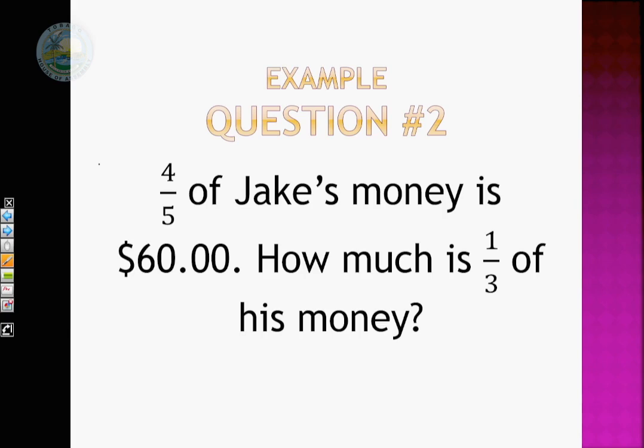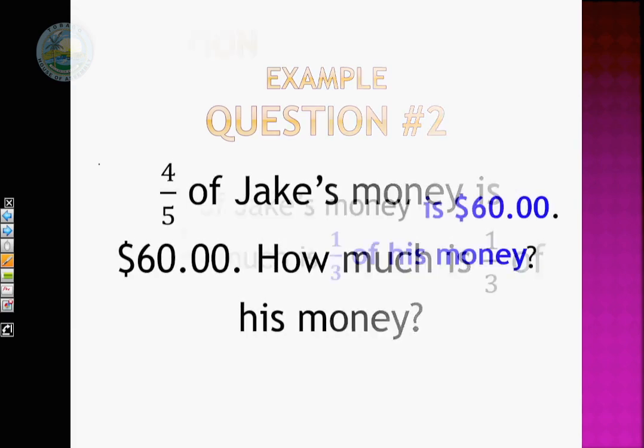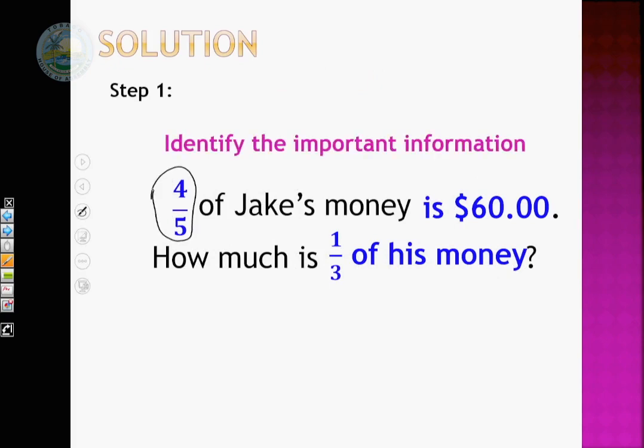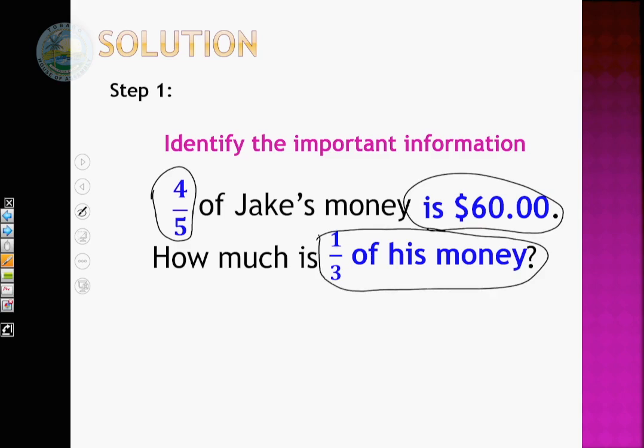4/5 of Jake's money is $60. How much is a third of his money? So again, we're going to identify the important information. So here we have 4/5 is $60. And then we need to remember to find a third of his money.